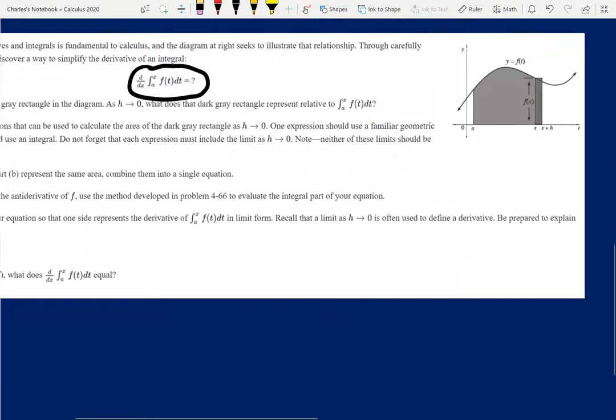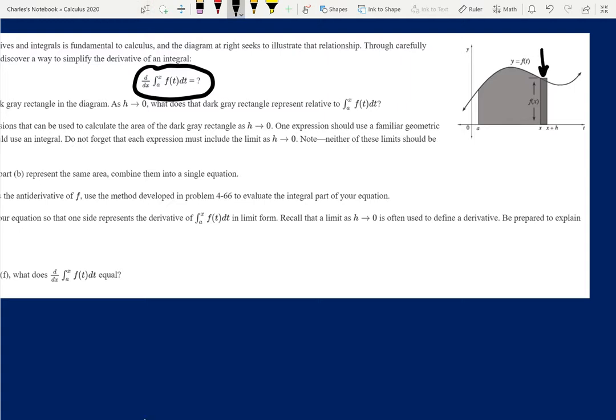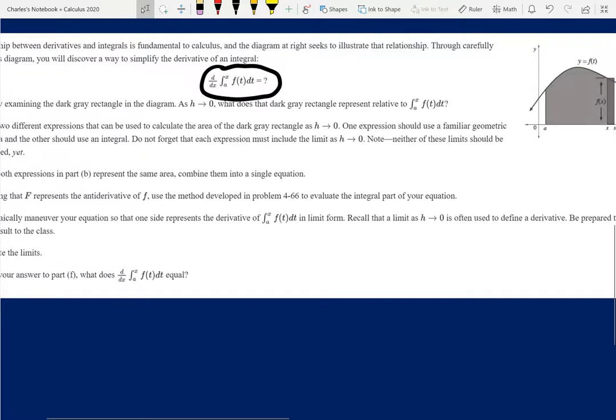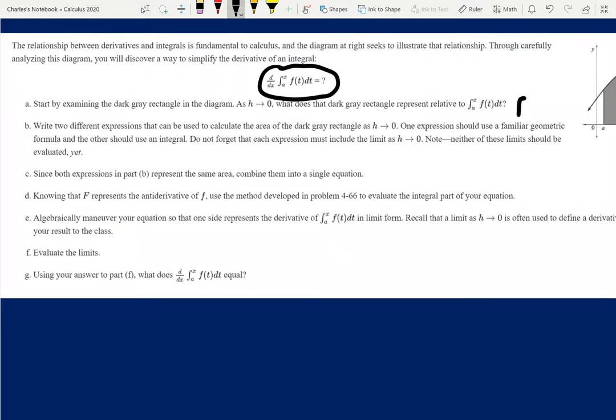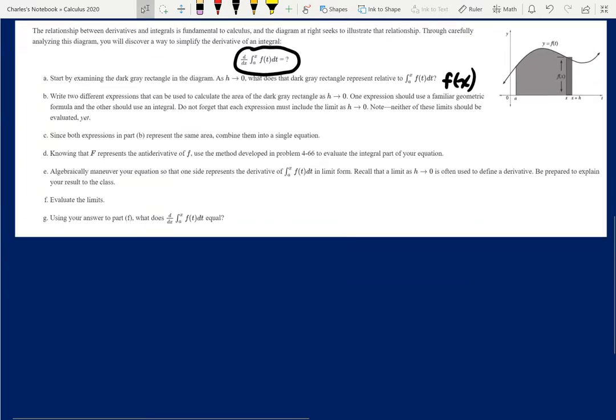So they're asking, what does this represent as h approaches 0? And what they're trying to show you is that as h approaches 0, this thing gets infinitesimally thin. That represents just f of x. Now it says write two different expressions that can be used to calculate the area of the dark rectangle as h approaches 0. One expression should use a familiar geometric formula, and the other should use an integral. Do not forget that each expression must include the limit h approaches 0. Note, neither of these limits should be evaluated yet.